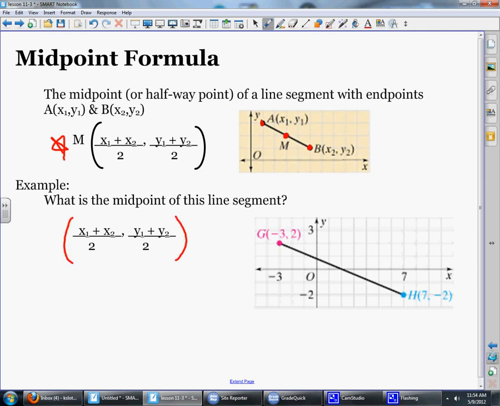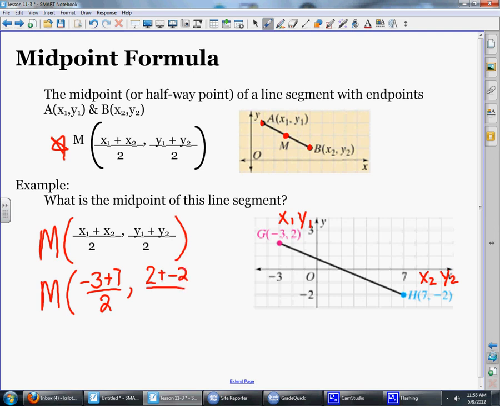We should have some parentheses around here, and we're going to find the midpoint between these 2 points, G and H. So I'm going to call this x1, y1, and I'm going to call this x2, y2, and it doesn't matter which one you call x1, which point is the first one and which one is the second one. So to find the midpoint, we are going to add the x's, which are negative 3 plus 7, and divide that by 2. And then we're going to add the y's, which is 2 plus negative 2, and we're going to divide that by 2.